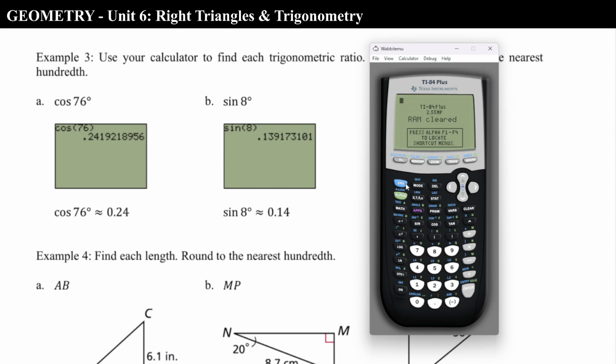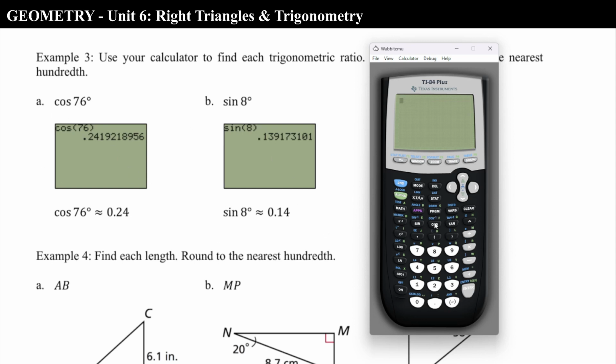So first thing you're going to need to do is hit the mode button, which is next to your second button. And then you're going to go to the third item in your menu. That third item is on radians. You need to change it to degrees. So you've got to switch over to degrees by hitting your right arrow, and you must hit enter to make that switch. Once you're done, you can hit second mode to quit. Now we're in degrees mode. Now you can do these problems.